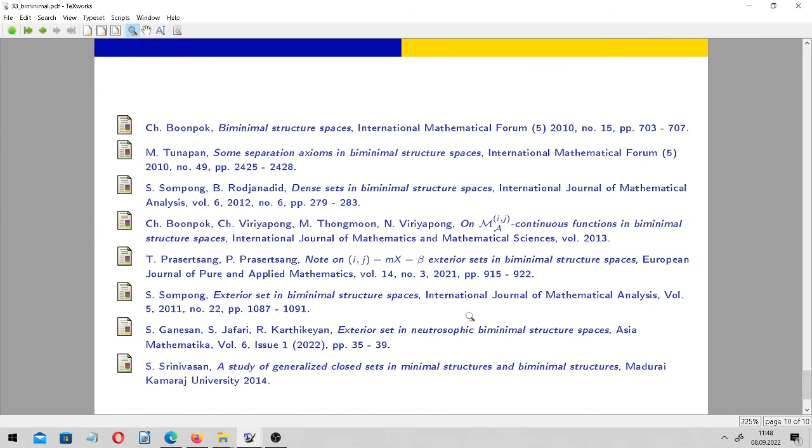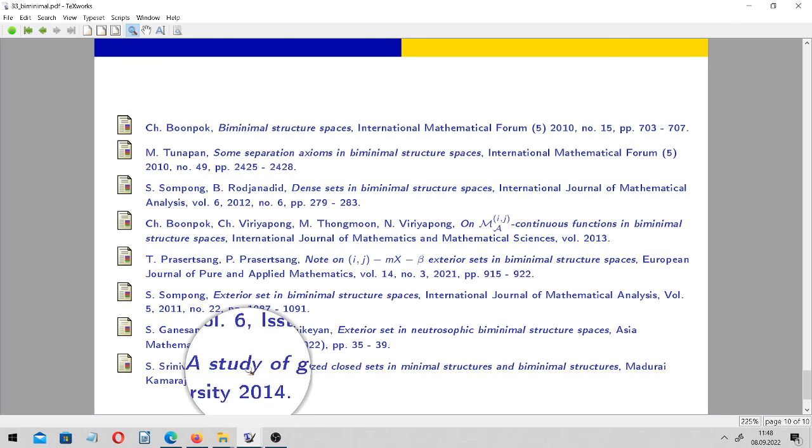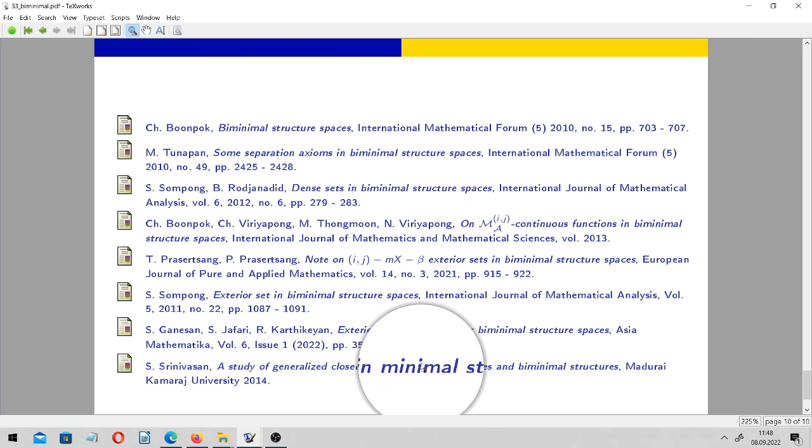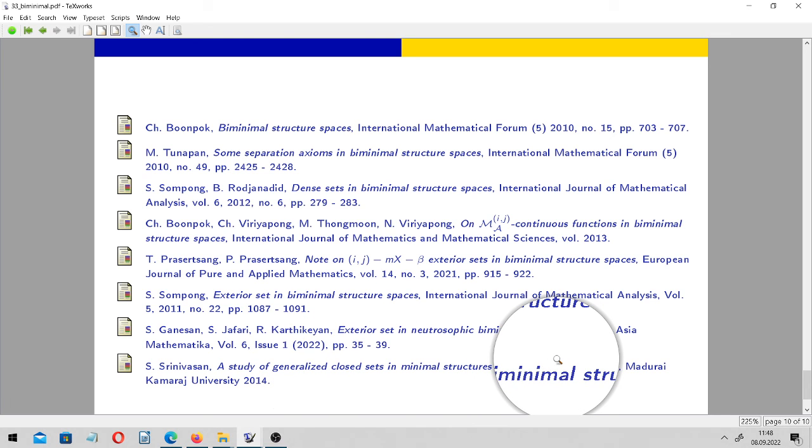And here is again our bibliography. If you are interested, you may check exterior set in neutrosophic biminimal structures, and the whole, perhaps doctoral, thesis, a study of generalized closed sets in minimal and biminimal structures. And there are some other papers too. Thank you very much for your attention.